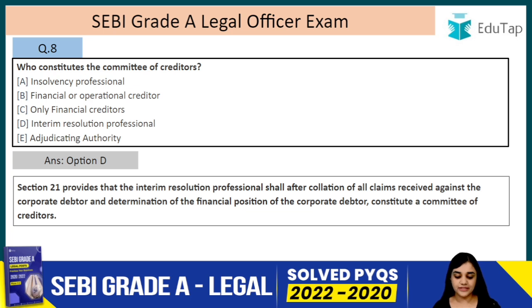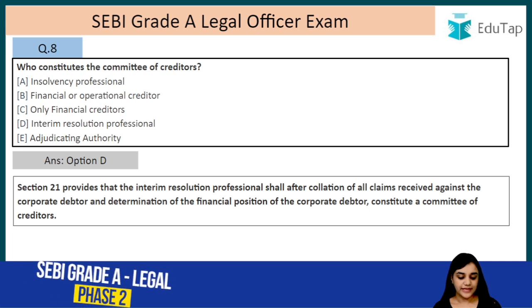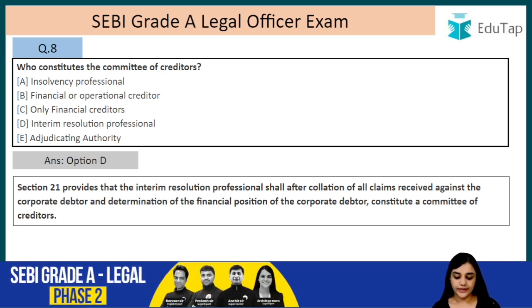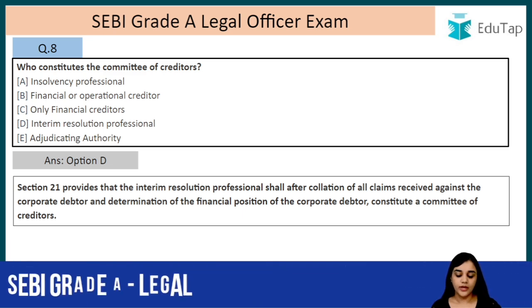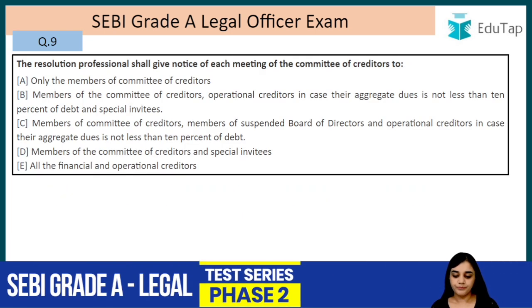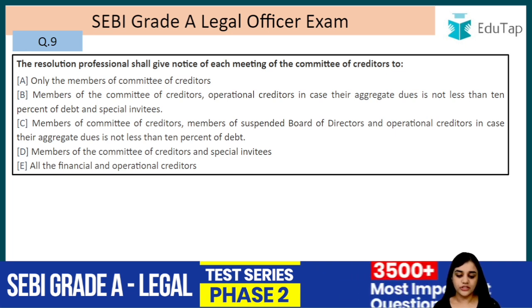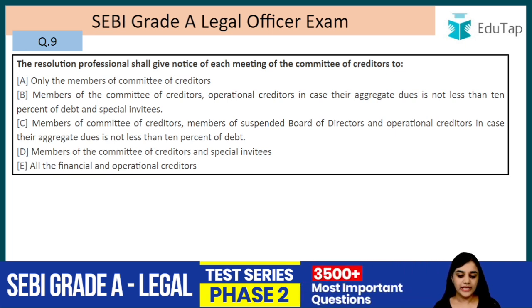Section 21 provides that the interim resolution professional shall, after collation of all the claims received against the corporate debtor and determination of the financial position of the corporate debtor, constitute a committee of creditors. So who constitutes it? It is the IRP, right? Moving on, question number 9. The resolution professional shall give notice of each meeting of the committee of creditors to.